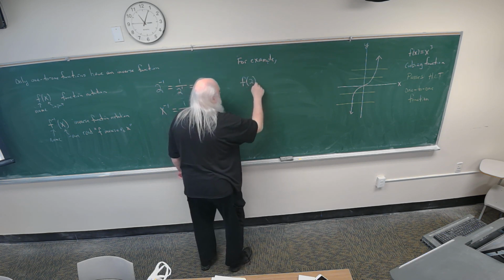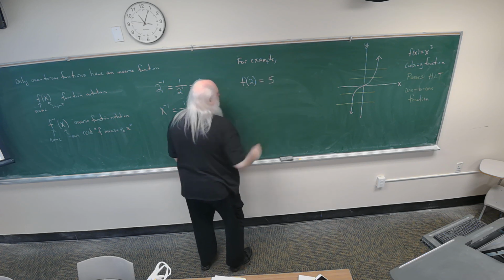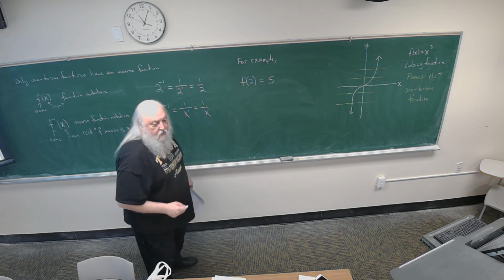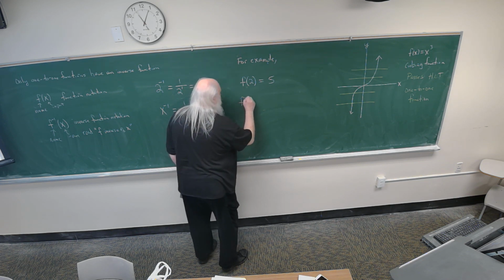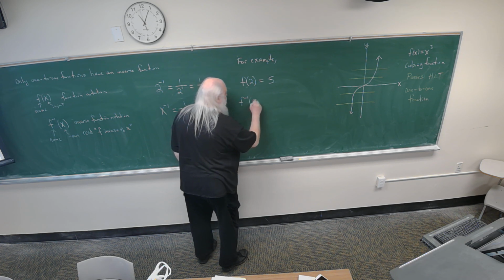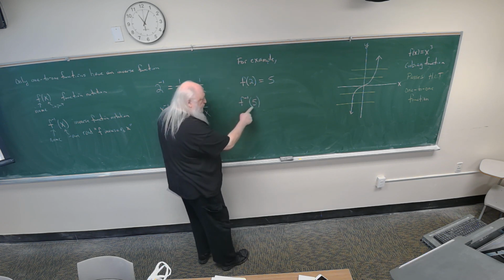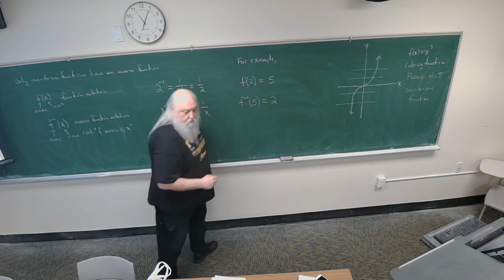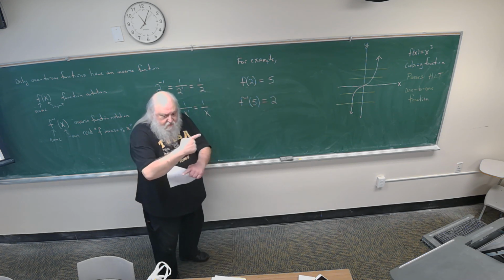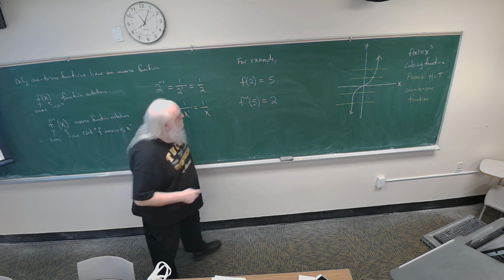If I have f of 2 is equal to 5, and f of x is a one-to-one function, then its inverse function, f inverse of 5, evaluated at 5 is equal to 2. So one-to-one functions and their inverses go in opposite directions.